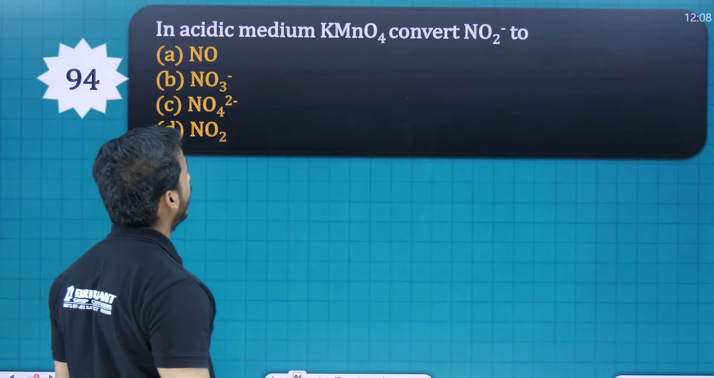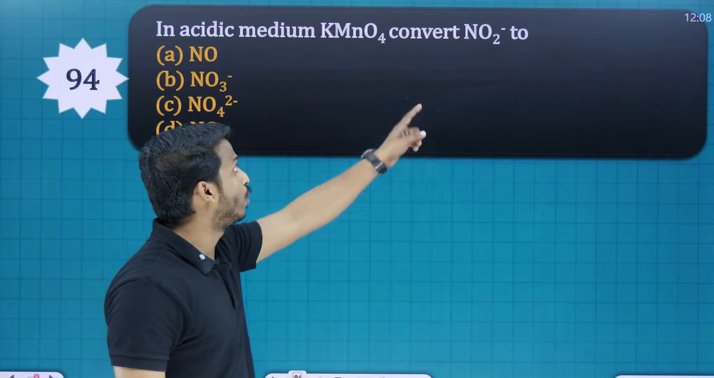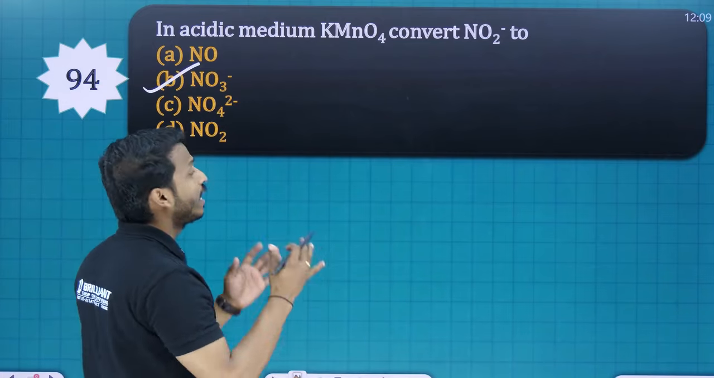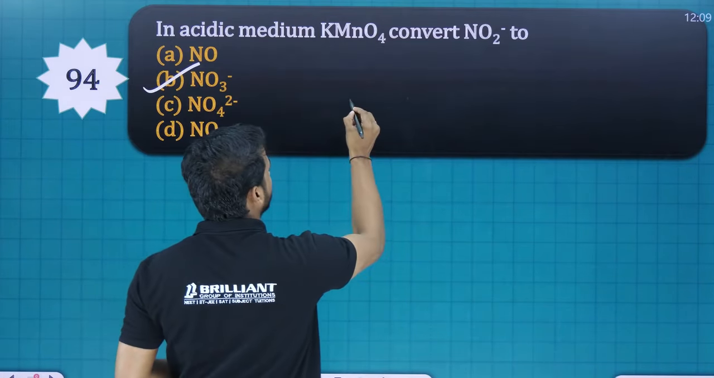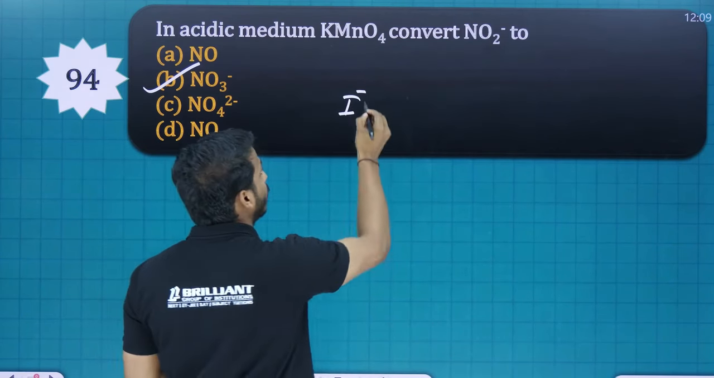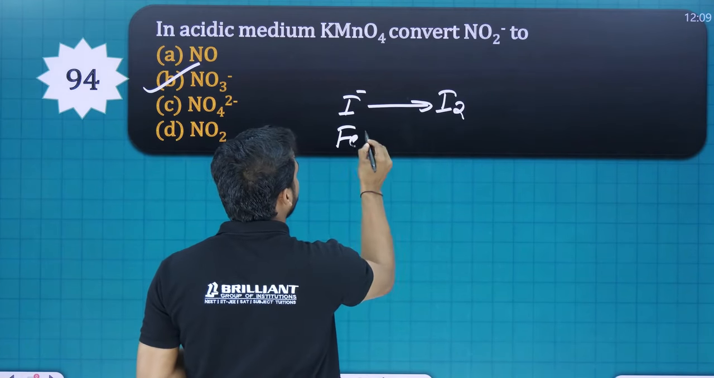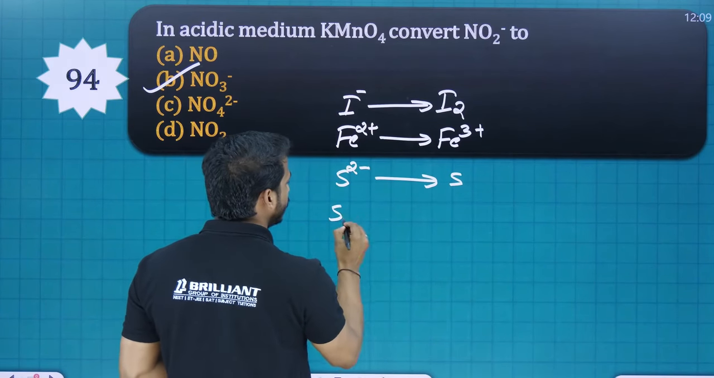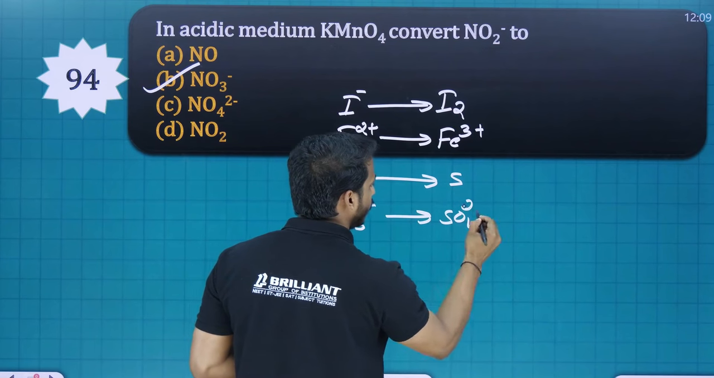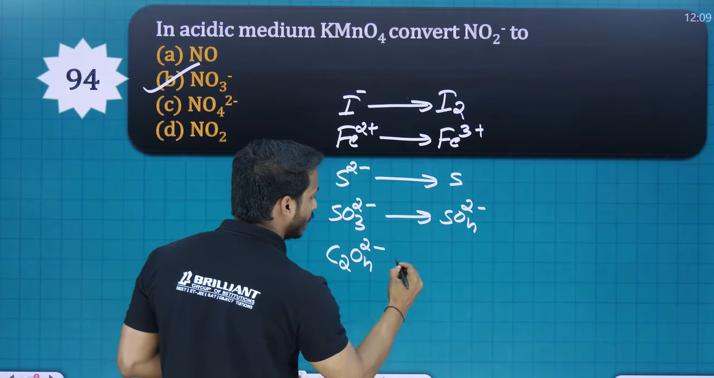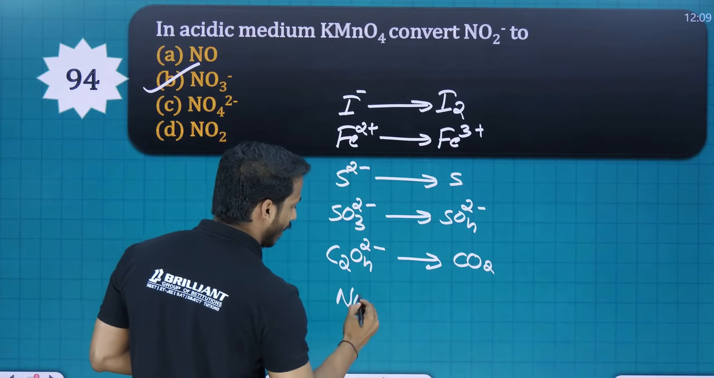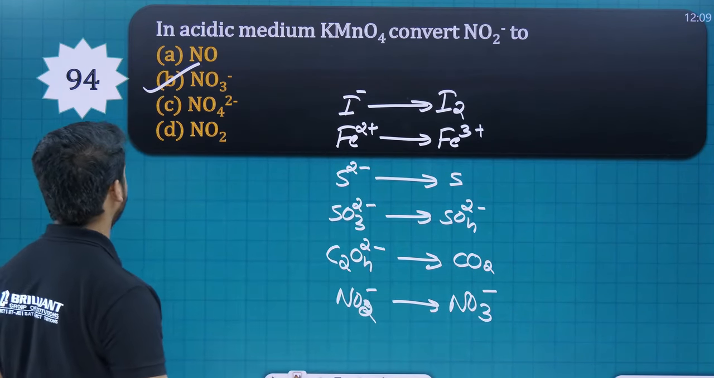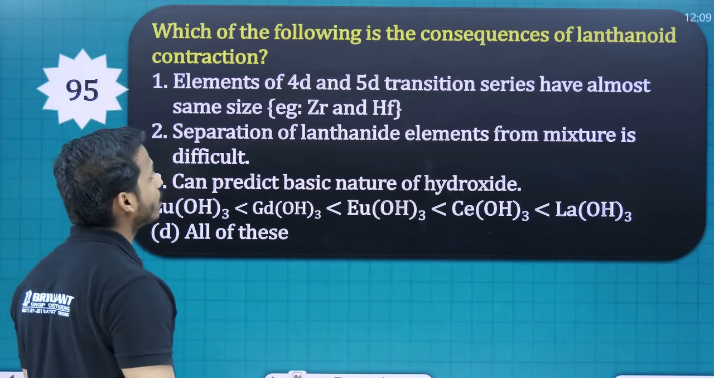Next. In acidic medium, KMnO4 converts nitrite, NO2 minus, to what? Nitrate, NO3 minus. Please note which compounds KMnO4 converts in acidic medium: iodide, I minus, is converted to I2. Ferrous is converted to ferric. Sulfide is converted to sulfur. Sulfite is converted to sulfate. Oxalate, C2O4 2 minus, is converted to carbon dioxide. And nitrite is converted to nitrate.